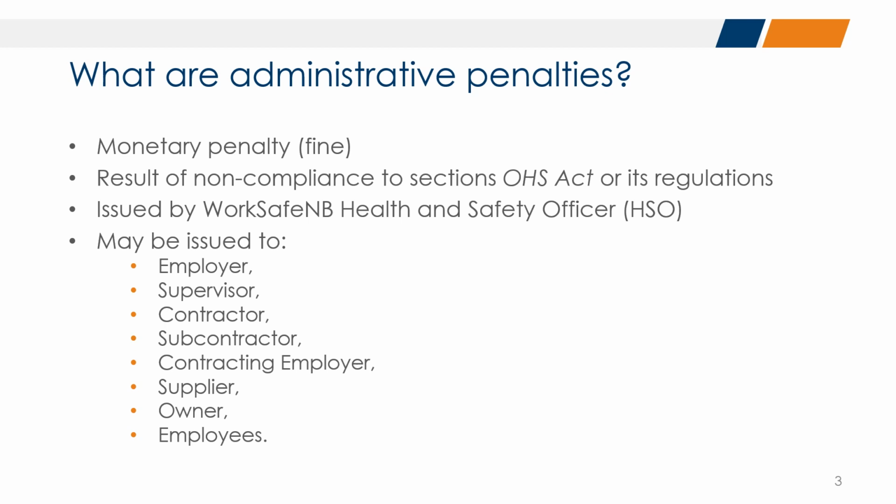Anyone who has responsibilities under the Occupational Health and Safety Act, who can receive an order under the Occupational Health and Safety Act or its regulations, can be issued an administrative penalty. Thus, administrative penalties can be issued to employers, supervisors, contractors, subcontractors, contracting employers, suppliers, owners, and employees.